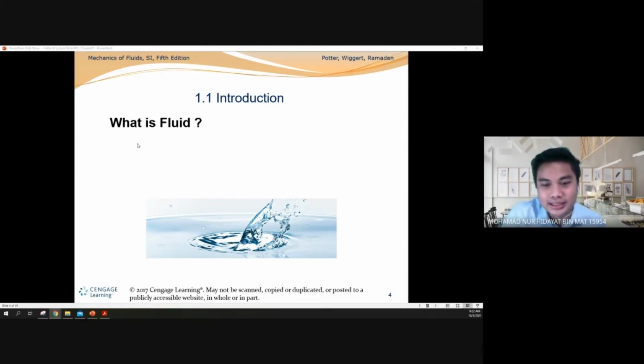Najmul said substance with no fixed shape. Okay, that is correct. What is the base of fluids? Yes, that is an example of fluid. Liquid and air are called fluids. Okay, something to do with liquid.